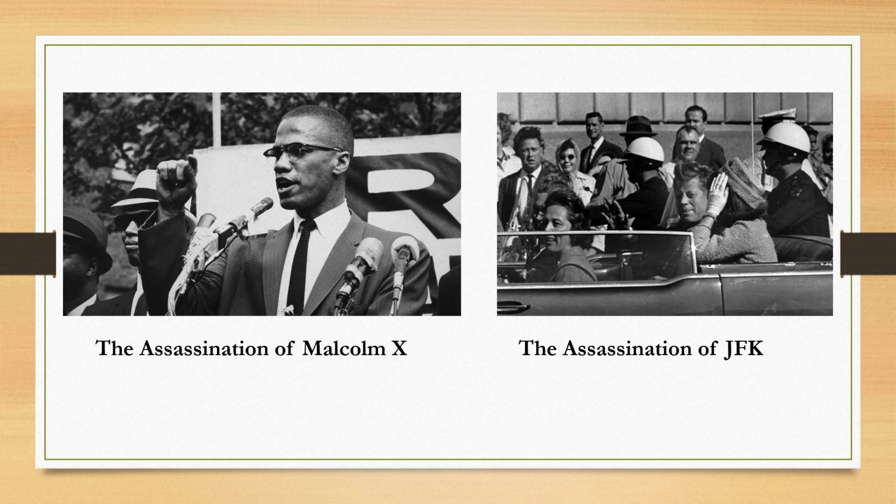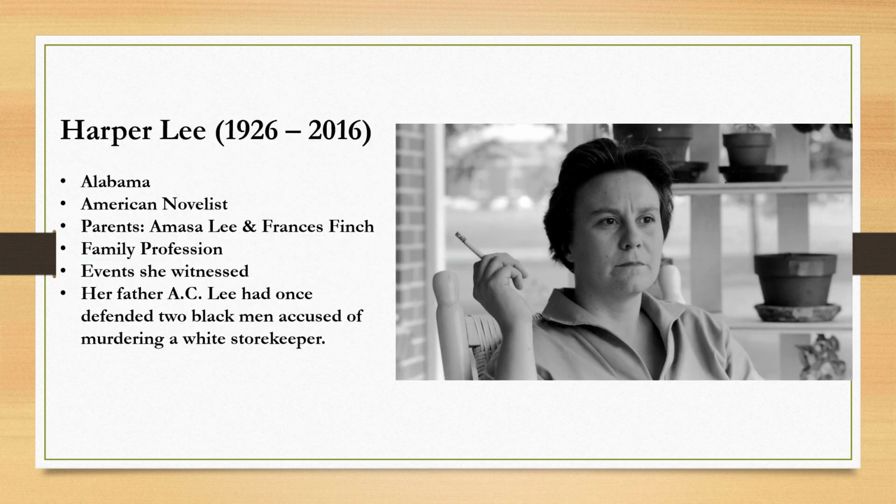Second step, the author's life and background. The American novelist Lee was born in Alabama, where many events related to the civil movement took place. You can also mention her parents, Amasa Lee and Frances Finch, the family profession as lawyers. Her father, A.C. Lee, had once defended two black men accused of murdering a white storekeeper. This is so similar to the plot of her novel. Moreover, Lee used her mother's surname, Finch, in her novel. These were just examples of what you can include.